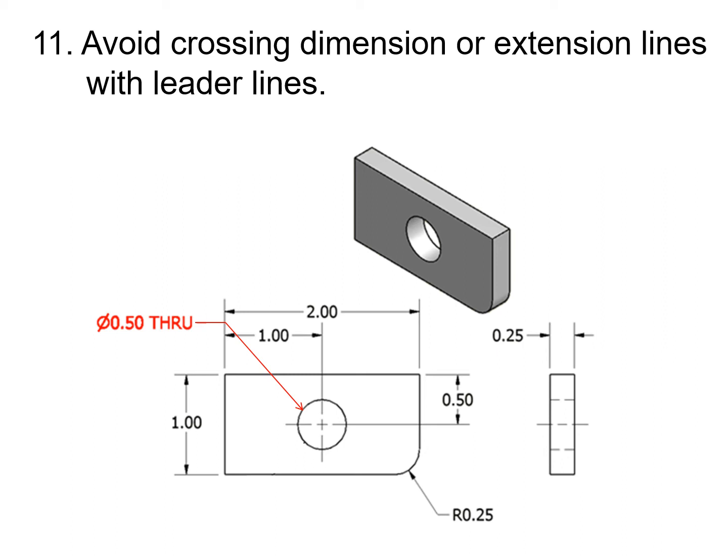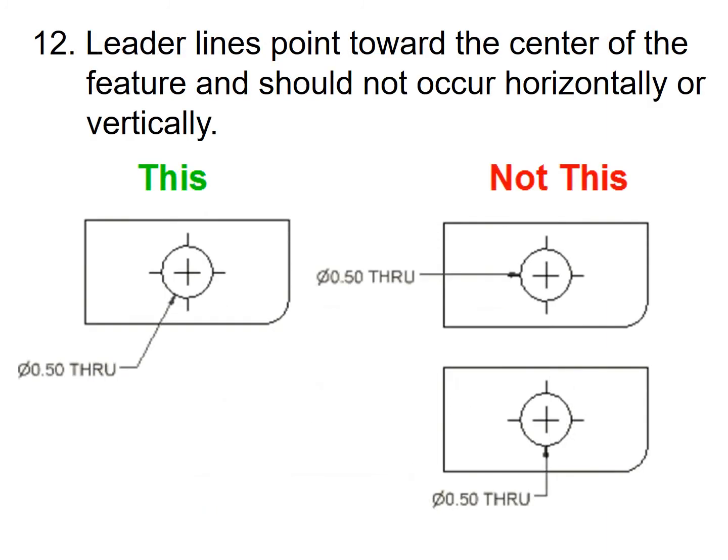Number 11, avoid crossing dimension or extension lines with leader lines. So you'll see there that leader line in red is pointing to the diameter of that hole. It crosses the 1 inch dimension, and so we want to adjust that and make it where it is not crossing any other dimensions. Number 12, leader lines point toward the center of the feature and should not occur horizontally or vertically. So the example on the left is the appropriate way. That leader line points directly to the center. The ones on the right just add a little bit of confusion and really doesn't let you know if that's a line or extension line, so it's best to do it as seen on the left.